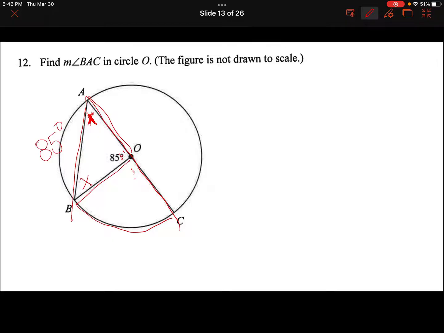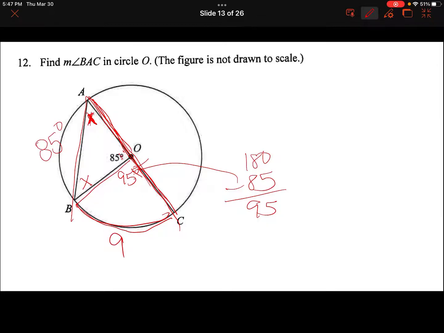All right. Since this is a straight line, AC, it adds up to 180. So the angle that we're looking for, which is the same as the arc that it intercepts, is simply 180 minus 85, which is 95. Okay, so this angle is 95. And this arc is 95 because the central angle is always the same as the arc that it intercepts. So the angle we're looking for is just half of 95. So 95 divided by 2.